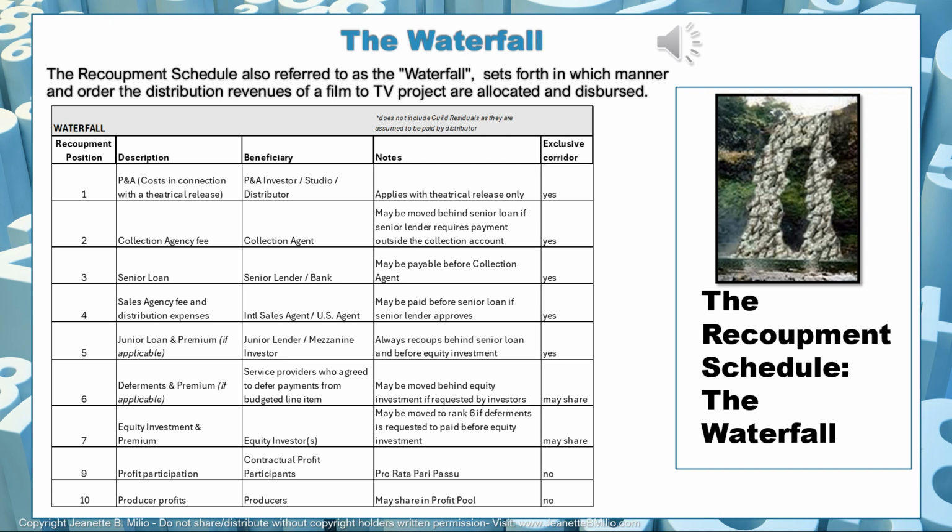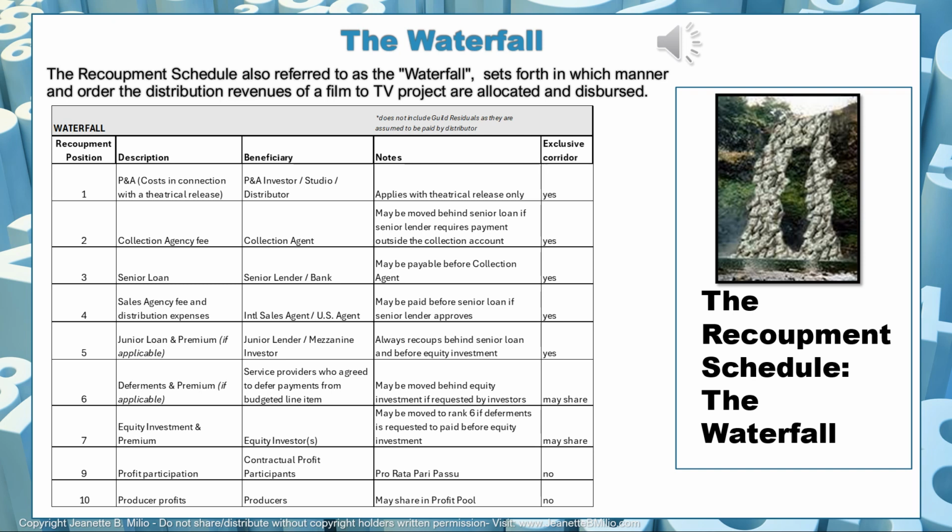So when we look at the exclusive corridors for a moment, we see that there are some corridors that are very exclusive in the sense that they will be the only ones recouping in this corridor. So for example, when the P&A recoups, no one else is recouping at the same time. When the collection agent recoups, no one is recouping alongside the collection agent. When the senior lender recoups, they also have an exclusive corridor. No one is recouping alongside them. Same for the sales agent and the junior lender.